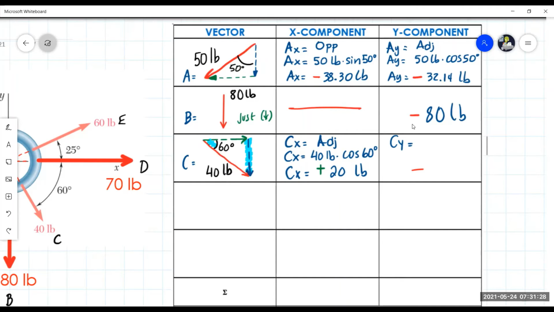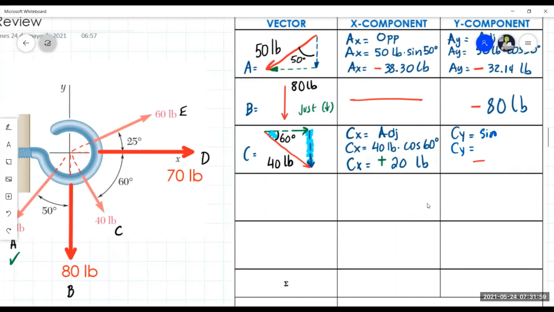So CY, as you can see, is in front of my angle, which is here. In other words, we're going to be using the trigonometric function sine. So CY is equal to my vector C, which is 40 pounds, times sine of 60 degrees. CY is negative 34.64 pounds.